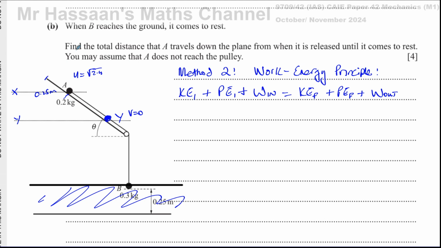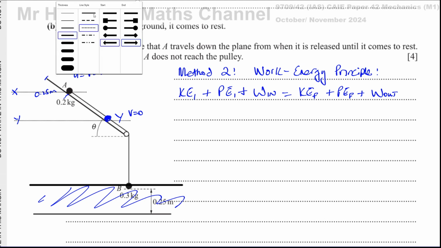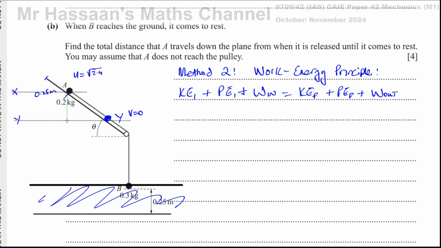We also have to think about the potential energy, so we've got to think about the vertical height that it moves through. We've got to consider this height that it moves through. What we're trying to find is this distance that it's moving along the plane. Let's call that x. Remember this is a right angle, and this is the same angle as this, which is theta.